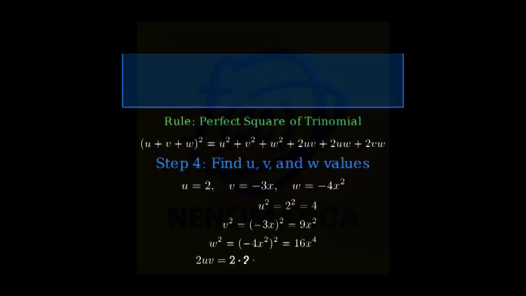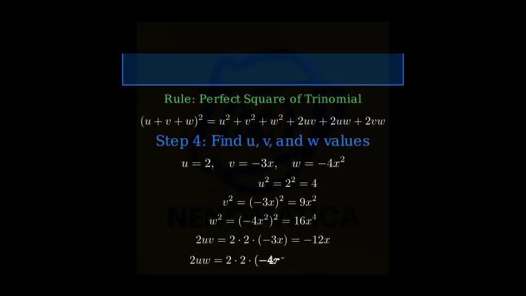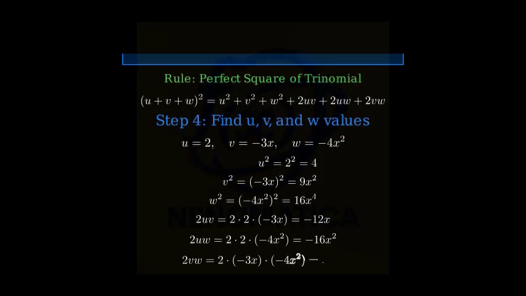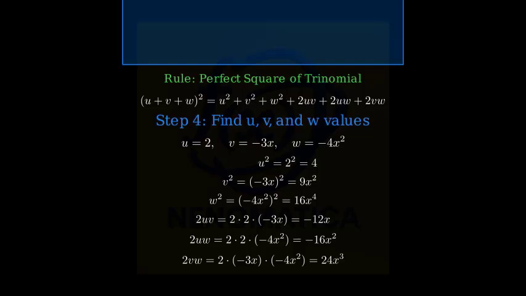If we choose u equals 2, v equals negative 3x, and w equals negative 4x squared, then we get u squared equals 4, v squared equals 9x squared, and w squared equals 16x to the fourth. For the cross terms, we get 2uv equals 2 times negative 3x, which equals negative 12x. Then 2uw equals 2 times negative 4x squared, which equals negative 16x squared. And finally, 2vw equals 2 times negative 3x times negative 4x squared, which equals 24x cubed.